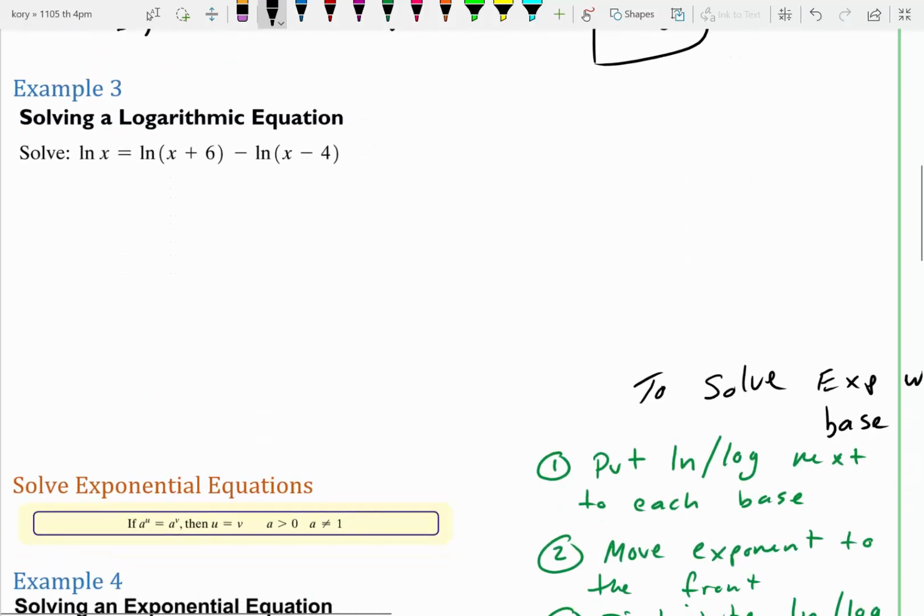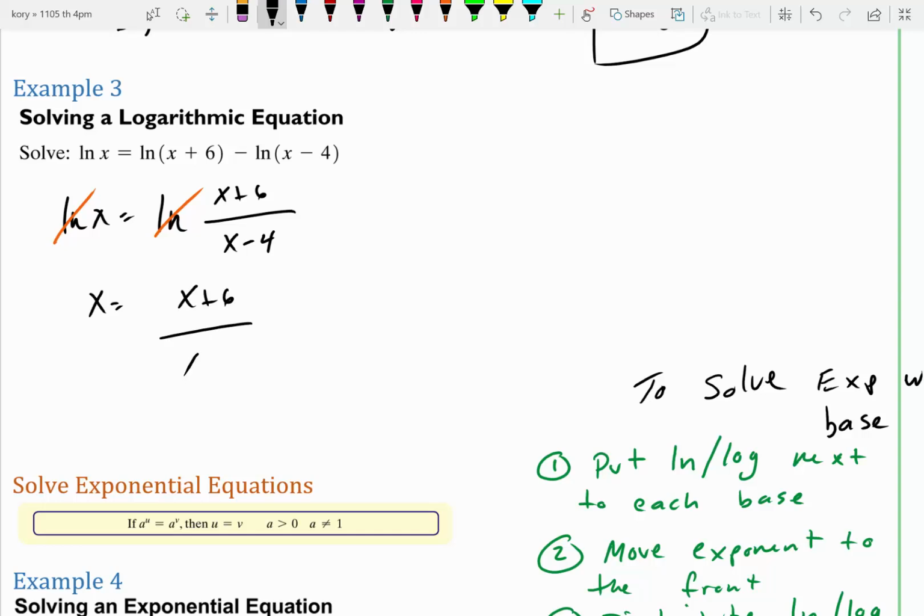All right, example 3. Is there any r to move over? Nope. Can we combine? Yep. We have ln x equals ln x plus 6 divided by x minus 4. Because it's a minus, yep. Now, do these have the same logarithms? Yes. Because they do, we can go ahead and drop them and say x equals x plus 6 over x minus 4.